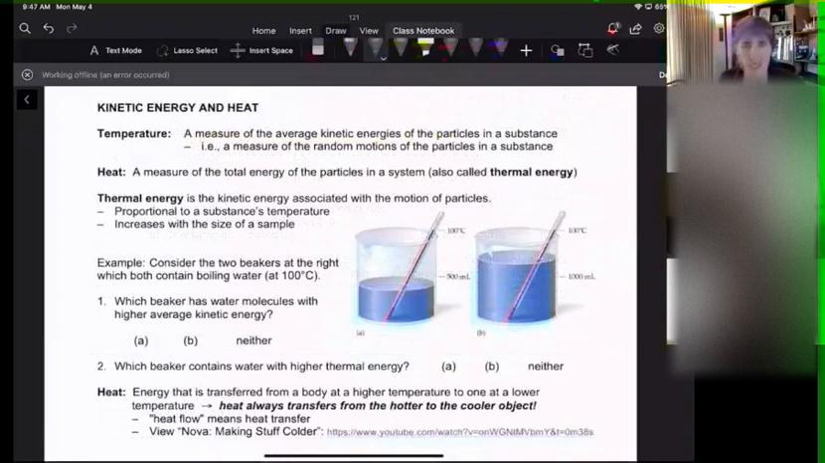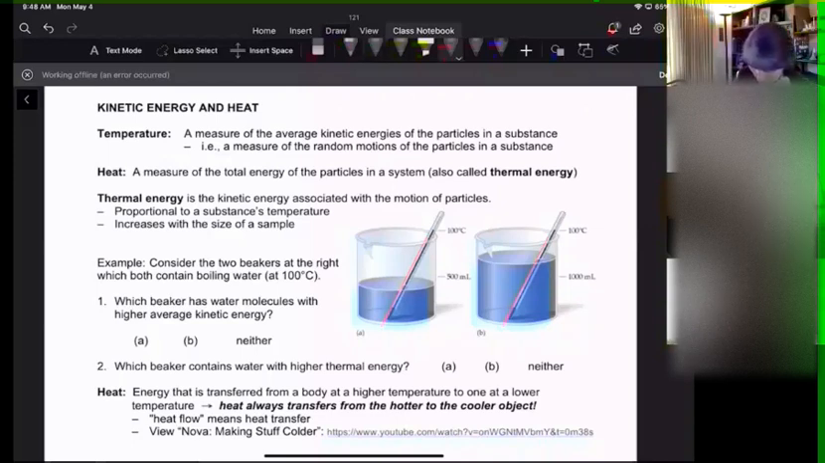Kinetic energy is the energy of motion, and it depends on the temperature. It depends on how much heat is available at a given temperature. So heat is the total energy of the particles in the system. It's the same as thermal energy, right? Thermal energy flows from high temperature to low temperature. Temperature is just a measure.